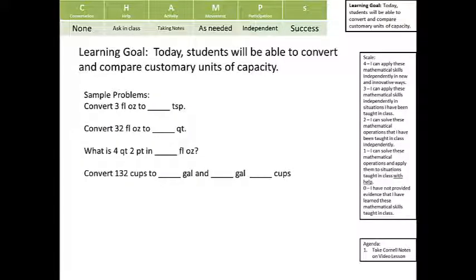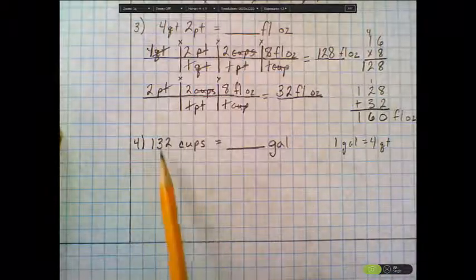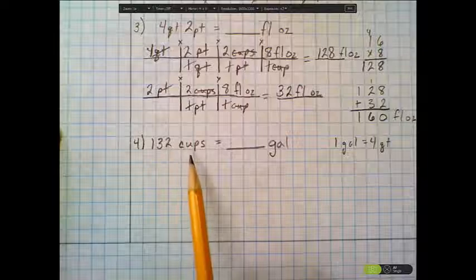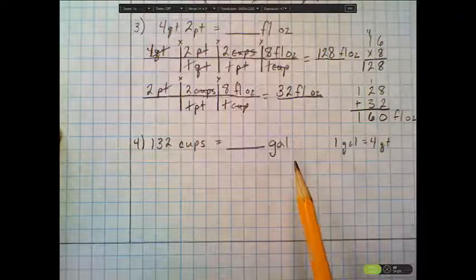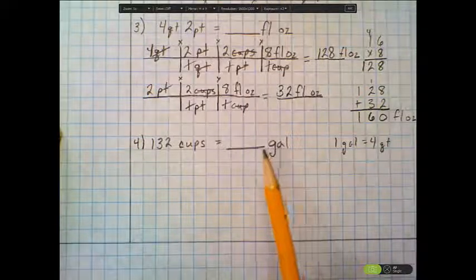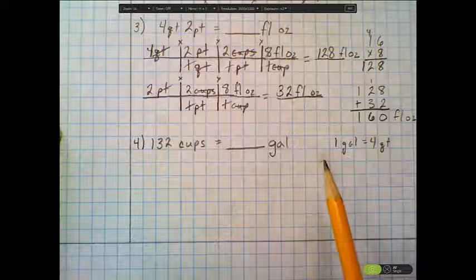Alright, in our last sample problems, we're going to convert 132 cups to gallons, and then we're also going to convert it into gallons and cups. Alright, so I've gone ahead and written the problem down. 132 cups is equal to some number of gallons. We have 2 answers we're looking for. One is going to be gallons by itself, and the other one is going to be gallons and cups.